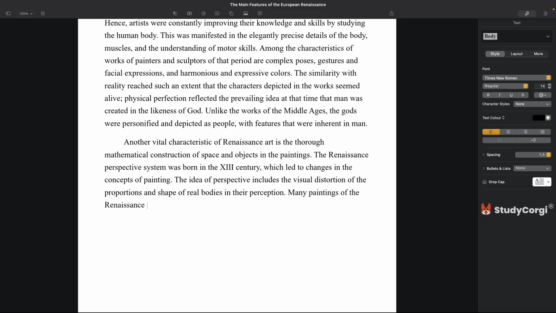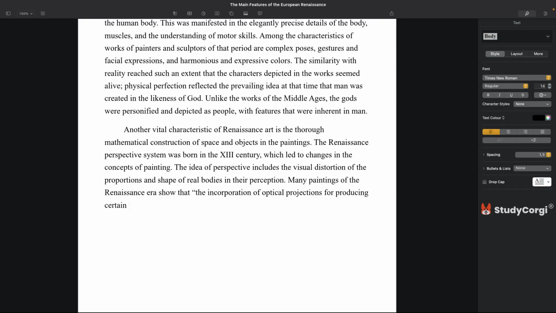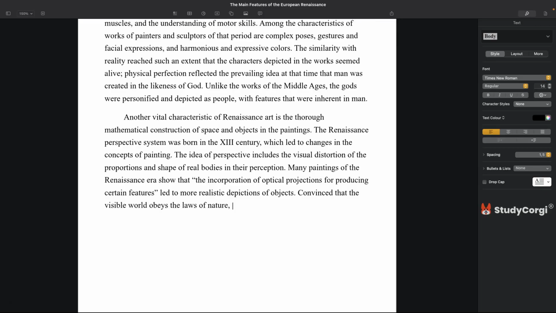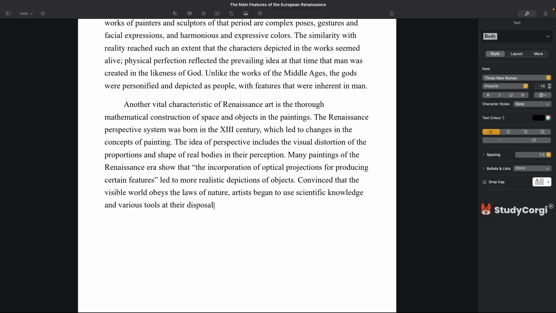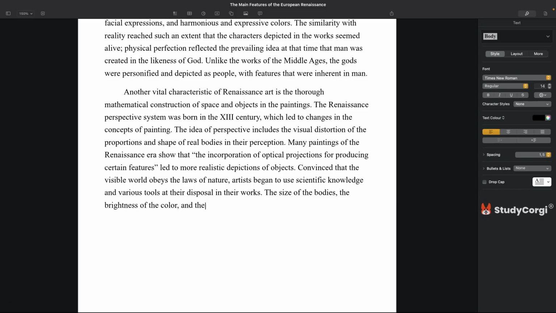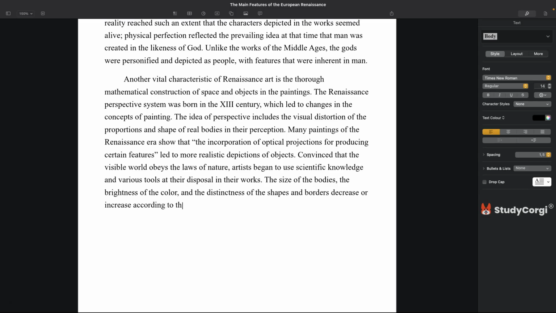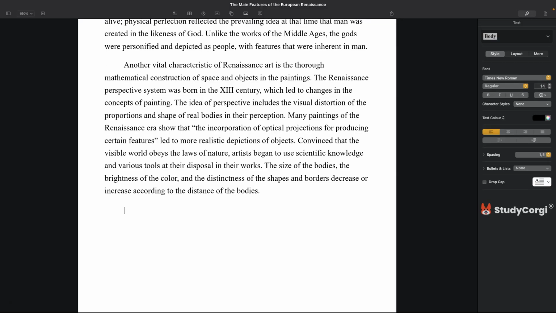Many paintings of the Renaissance era show that the incorporation of optical projections for producing certain features led to more realistic depictions of objects. Convinced that the visible world obeys the laws of nature, artists began to use scientific knowledge and various tools at their disposal in their works. The size of the bodies, the brightness of the color, and the distinctness of the shapes and borders decrease or increase according to the distance of the bodies.